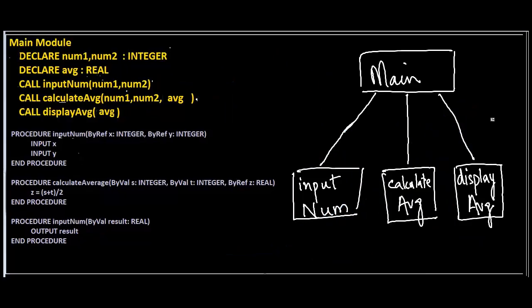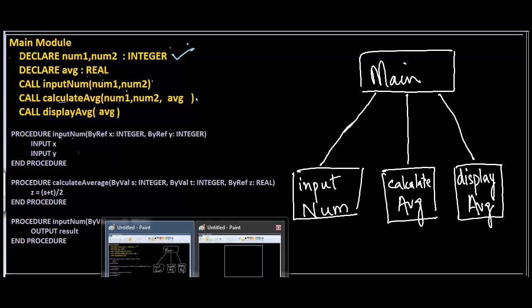Now we're going to add some more information to the structure chart. We're going to add information about the parameters that are being passed between these modules. So let's take a look at this piece of code and see how it gets executed. This is the first instruction that gets executed.